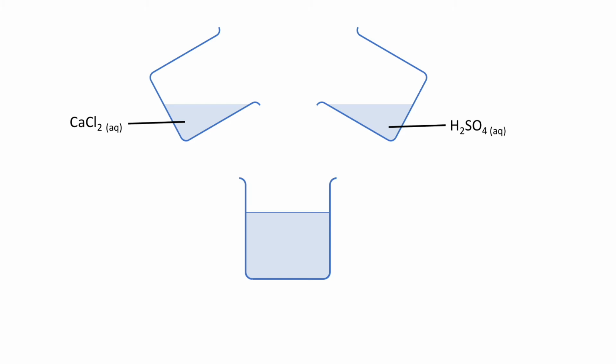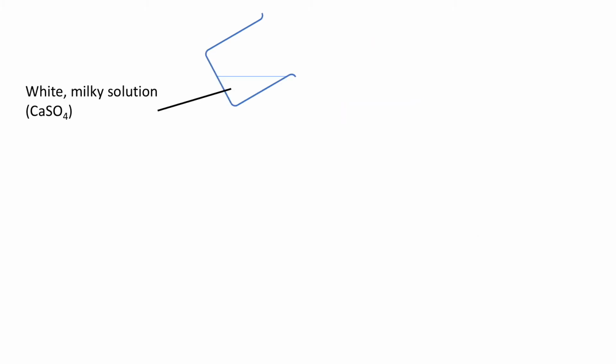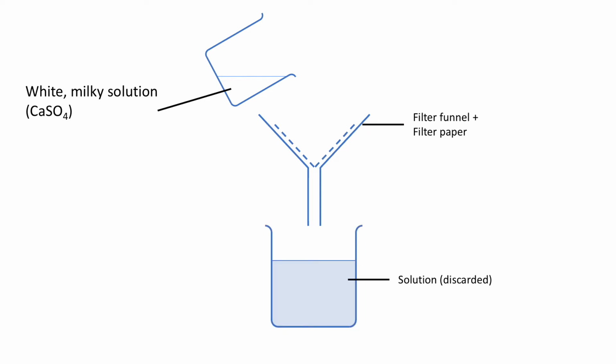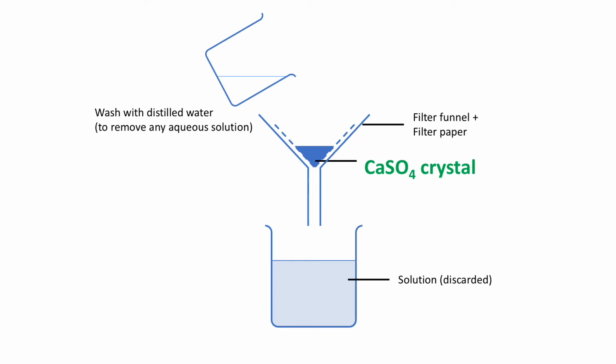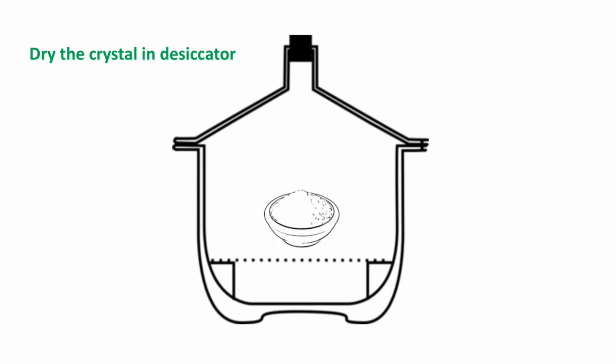The process is simple. Here, we choose calcium chloride and sulfuric acid. After mixing them together, we get a milky solution which contains calcium sulfate. Then, we get the calcium sulfate by using filtration. Calcium sulfate crystal can be collected, and then we wash the crystal with distilled water to remove any excess reactant on the surface. Then the crystal can be dried by using a desiccator. As this is formed by precipitation, the crystal formed will be in powdered form.